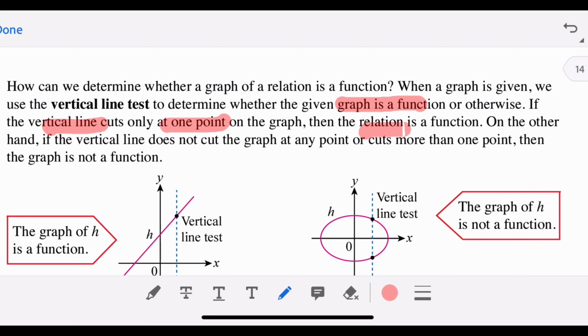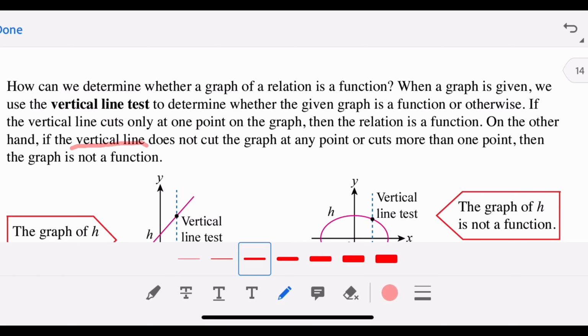Please highlight the important keywords. The most important keyword is the graph. If you want to determine whether the graph is a function or not, you must draw the vertical line. This is called the vertical line test. So the graph of h is not a function because the vertical line seems to cut at two places. The graph of h is a function for the left hand side, but for the right hand side it is not a function.